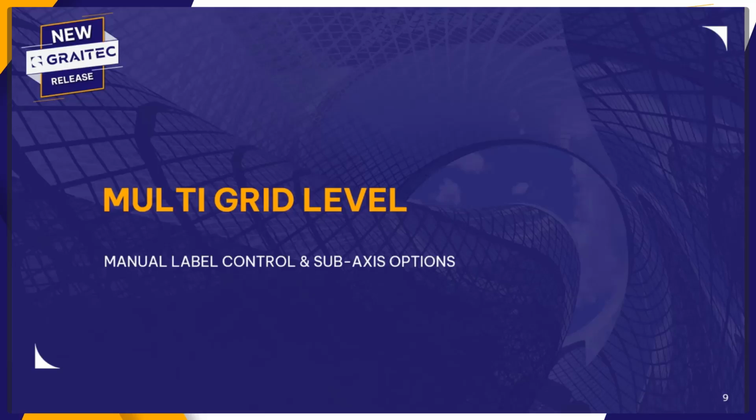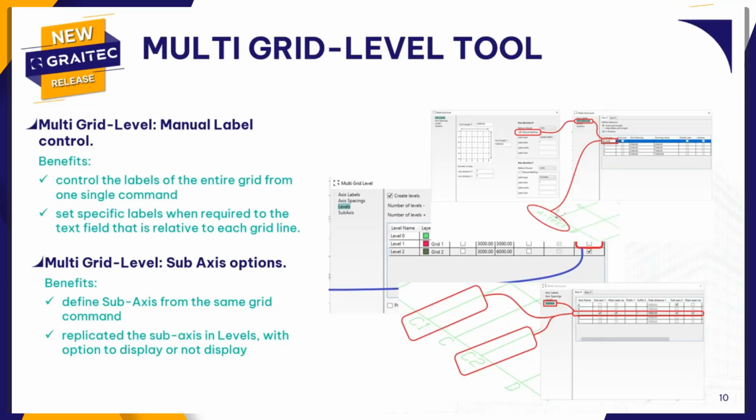Let's go to the next point, multi-grid level. For this functionality, we have manual label control and sub-axis options. What are the benefits of this? So basically, you can control the labels of the entire grid in one single command. You can set specific labels if that is required. And it's a text field relative to each grid line, yes, for the manual label control. Sub-axis options, this allows you basically to define a sub-axis from the same grid command. And it's replicating the sub-axis in levels with the option if you want to display them or not.